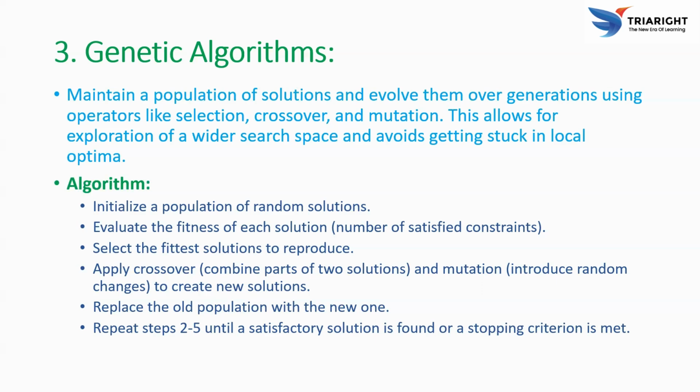Now, the genetic algorithm has advantages. It can explore a large search space efficiently, it is less prone to getting stuck in local optima, and the population-based approach with crossover and mutation is highly parallelizable. It also has disadvantages. It can be expensive due to maintaining and evaluating a population, and it requires careful tuning of parameters like population size, mutation rate, and crossover rate.